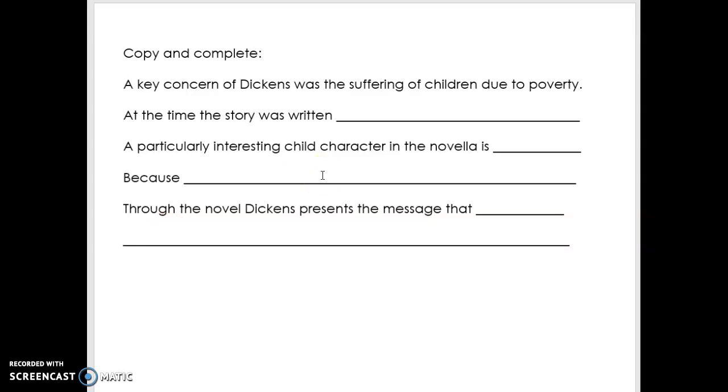So Tiny Tim, Belinda, Peter, Martha, ignorance and want, you choose. And then obviously you must justify, so you need to explain why. Why are they interesting? And then finally, through the novel, Dickens presents the message that, what is his message about childhood? What does he want us to take away from this story about the way childhood is being stolen by poverty and the devastating and unfair effects of it? So you can just summarise that in your own words.